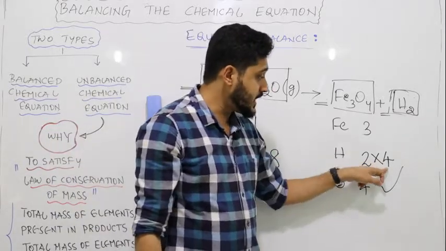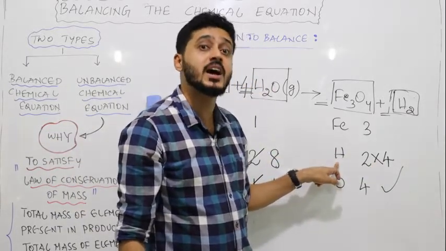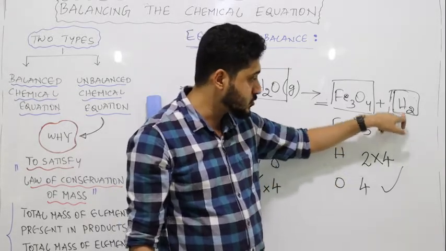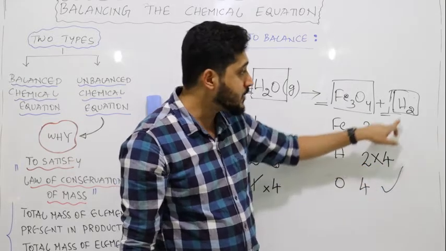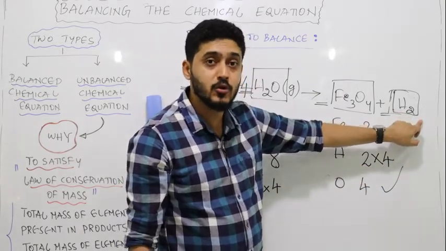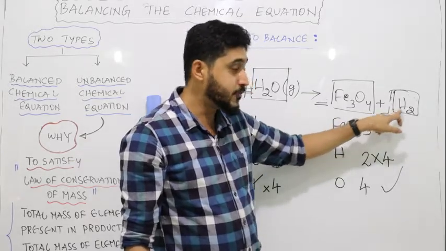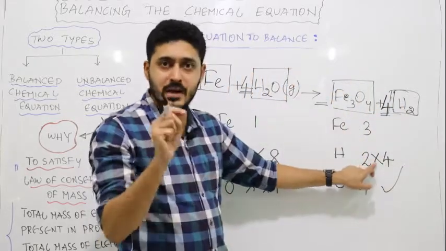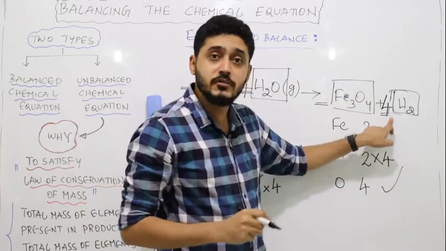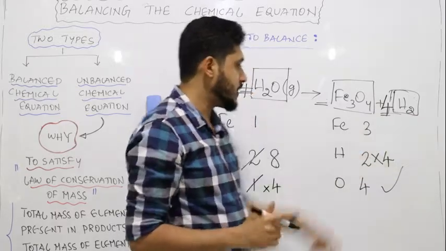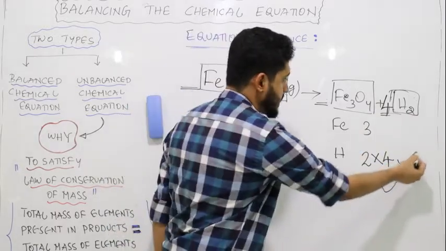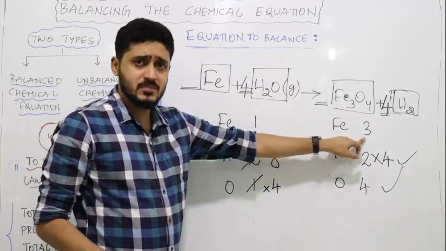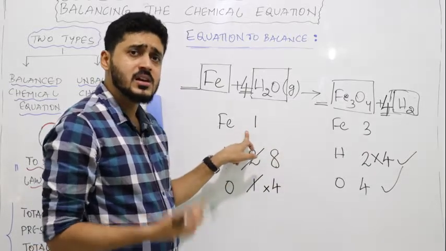Now this 4 is multiplied for which atom? Hydrogen. Where is hydrogen present? Hydrogen is present as H2. Now that number 4, can you write it outside the bracket of H2? No. It should always be put in front of H2. The multiplied number should be put in front of H2. Now you will get 4H2. Now hydrogen is also 8. It is balanced. But when you see iron, atoms of iron are 3 on the product side, but atoms of iron are 1 on the reactant side.